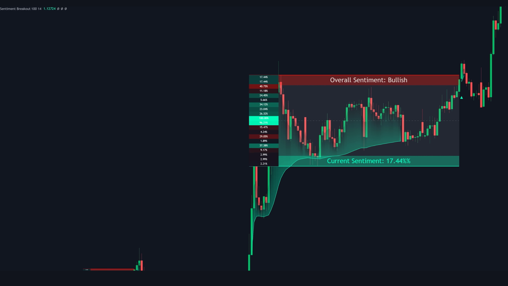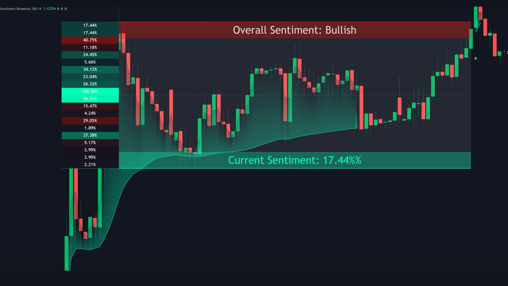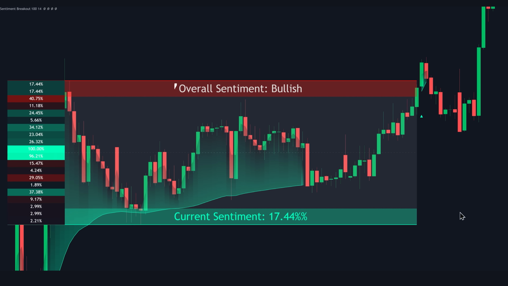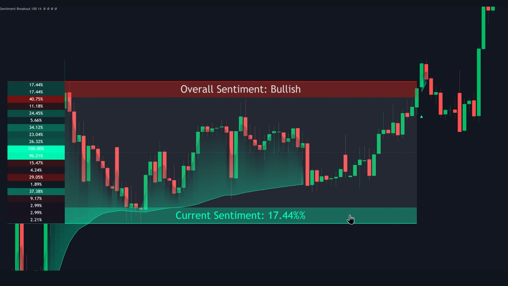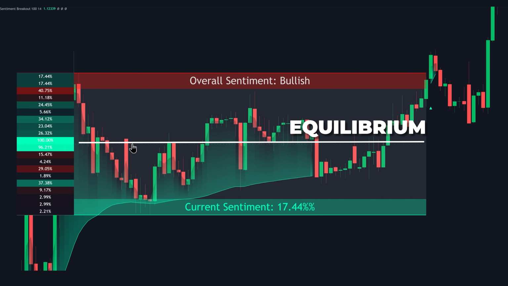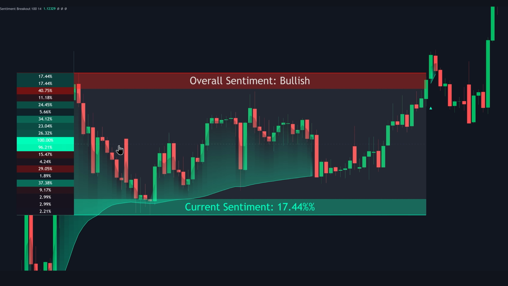Running through the visuals will make the logic feel obvious. First, the box itself is the active channel. Price is moving inside it while the indicator keeps score. The shading tells you sentiment. Greener means buyers dominated those slices, redder means sellers. You'll also see a dashed midline running through the box. That's the channel's equilibrium, a handy reference for bias and invalidation.